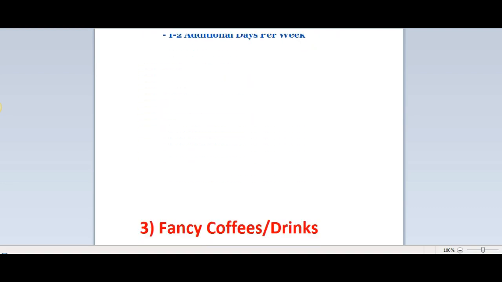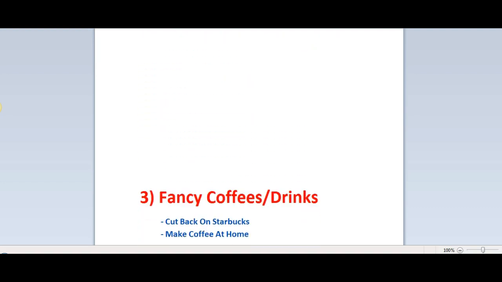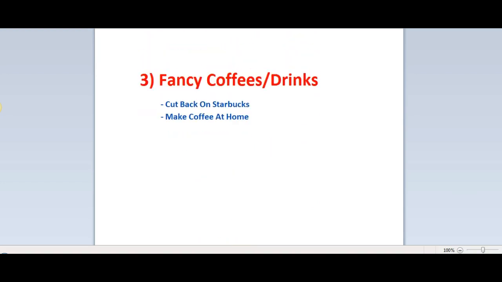Okay, the next one. Fancy coffees and drinks. This is a big one because people like their coffee, and I'm one of them too. I started drinking coffee about 10, 12 years ago. I was a late starter on coffee, but I love my coffee. But I drink regular coffee. I drink coffee at home, and I've cut back on Starbucks. I know those fancy drinks are like $7 a piece. People get one of those a day. That's $60 a week. $60 is going to buy you an order of traffic for your business.